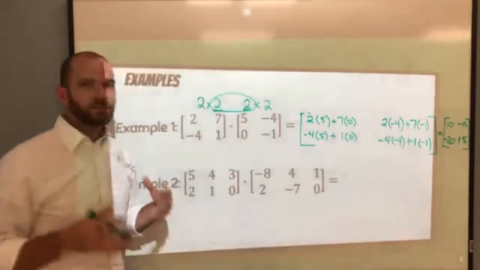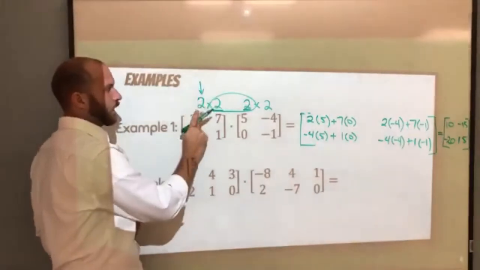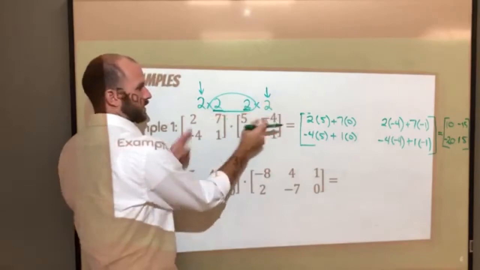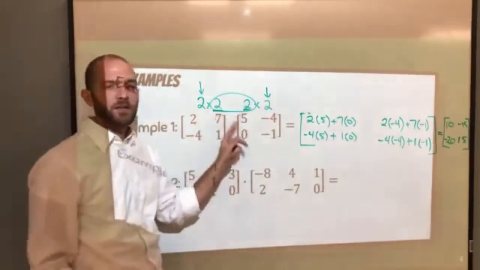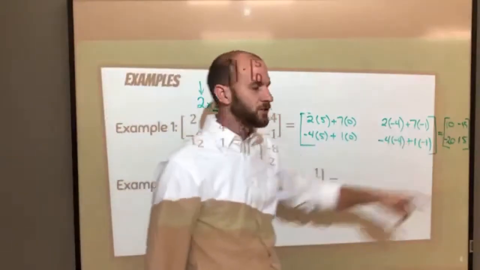So our resulting matrix is a 2 by 2. And something interesting happens here. When we write rows by columns, our resulting matrix should have the outer dimensions. The inner dimensions tell us can we multiply them. The outer dimensions tell us our resulting matrix dimensions.